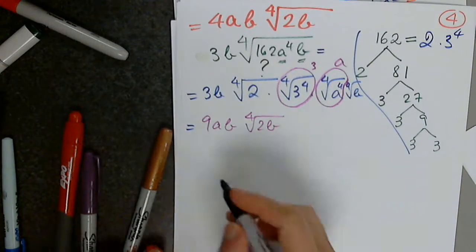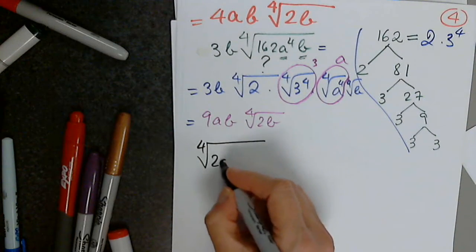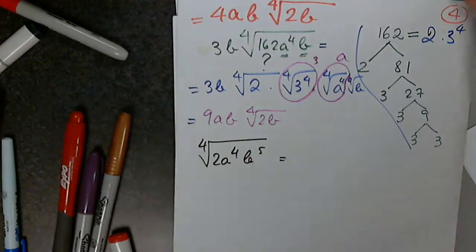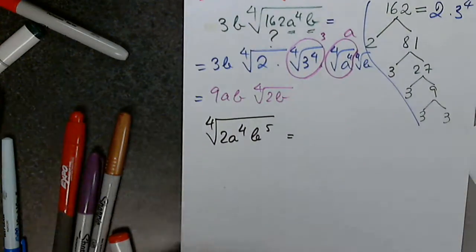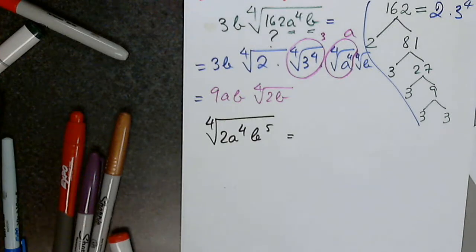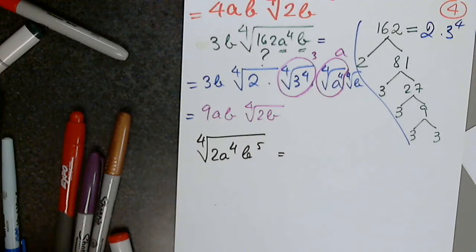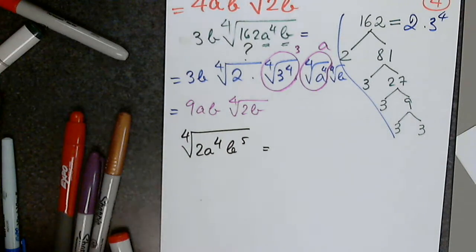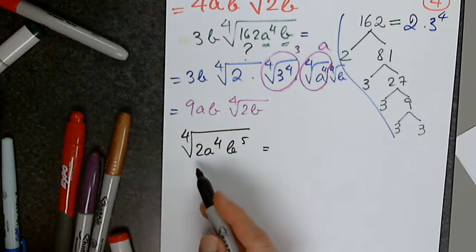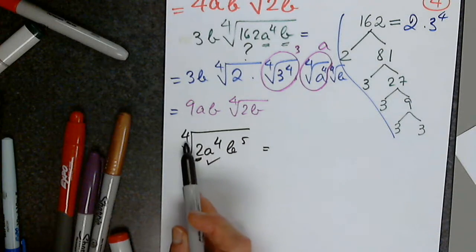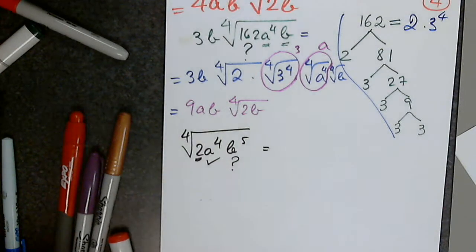Okay, last one. We have the 4th root of 2a to the 4th, b to the 5th. Any questions? Don't you need to write it down? It's when we work on it. Okay. Well, if it works for you, that's fine. Okay. So this is clear. There is nothing I can do to it. This is nice because it's 4 over 4, but this one is not.